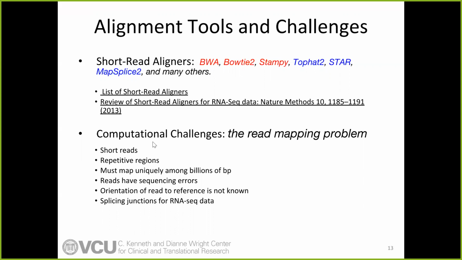Some computational challenges are referred to as the read mapping problem. The shorter the read is, the less likely it is you're going to find a unique position on the genome for where that read goes, so you prefer longer reads. Repetitive regions are very hard to map to. And reads that have sequencing errors, so again, we want to trim off those poor quality bases, because if there's sequencing errors, then it's either going to align to the wrong position or not align at all, and you're losing data. And then sometimes the orientation of the read to the reference genome, whether it was on the positive strand or the negative strand, isn't known, so the aligners have to take that into account as well. And then RNA-Seq has the additional challenge of splicing junctions.